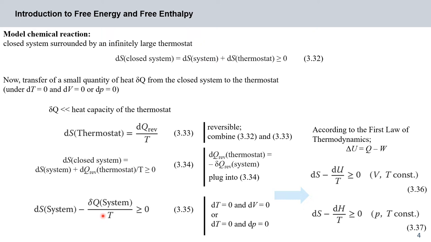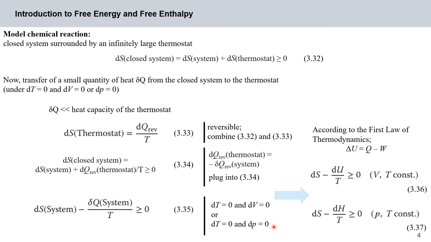So now with this equation we have obtained a relation which is no longer valid only for a closed system, but, more conveniently for us chemists, it is valid for a system under isothermal and isochoric conditions, or under isothermal and isobaric conditions. Under these conditions it can exchange a quantity of heat with the environment. So what we say here is dS system minus delta Q system over T is larger or equal to zero, and again the same conditions apply: dT equals zero, dV equals zero, or dT equals zero, dP equals zero.